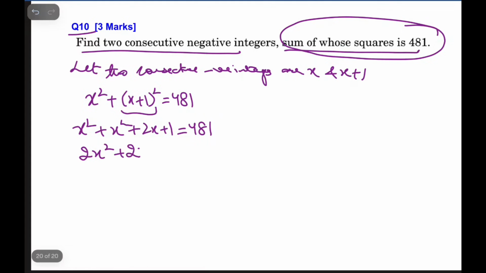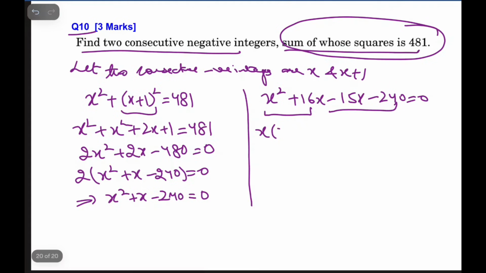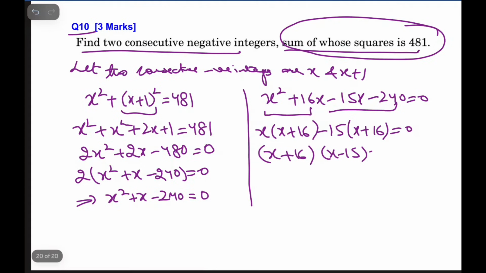2x square plus 2x minus 480 is equal to 0. We will take 2 common. We get x square plus x minus 240 is equal to 0. Now we'll solve this quadratic. It can be written as x square plus 16x minus 15x minus 240 is equal to 0. We'll take x common, x plus 16, we'll take minus 15 common, we get x plus 16. So x plus 16 times x minus 15 is equal to 0.